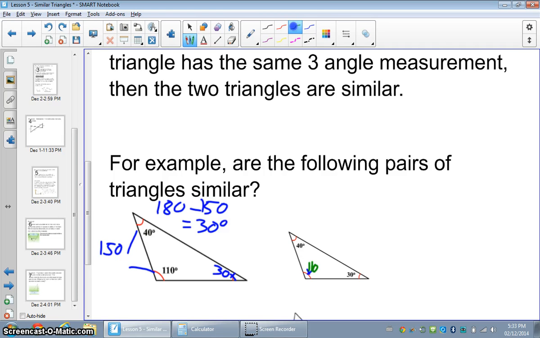Right, so you can say, okay, yes, these two are similar, because once we figured out this was 30, then we knew these two are the same, and these two are the same, which means the last ones also have to be the same. So I'd say yes. And if you wanted proof, we could go, okay, these two add up to 70, so I go 180, subtract 70, I get 110 degrees. So yes, that is true.